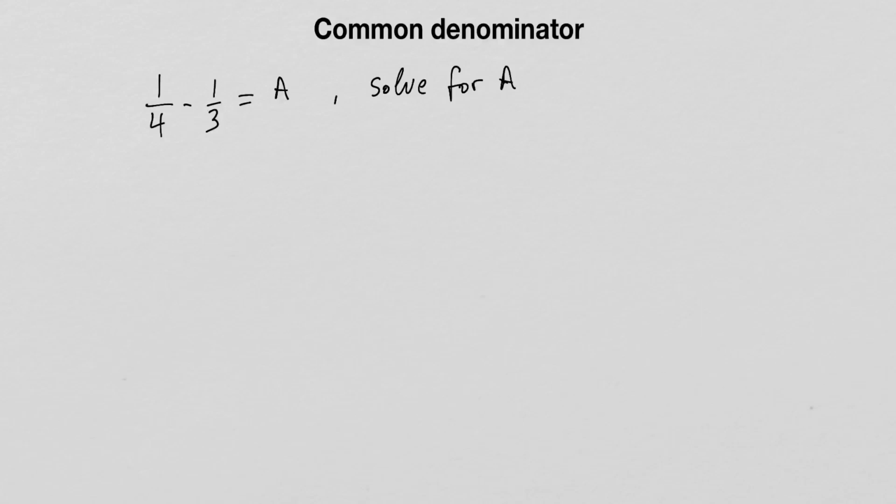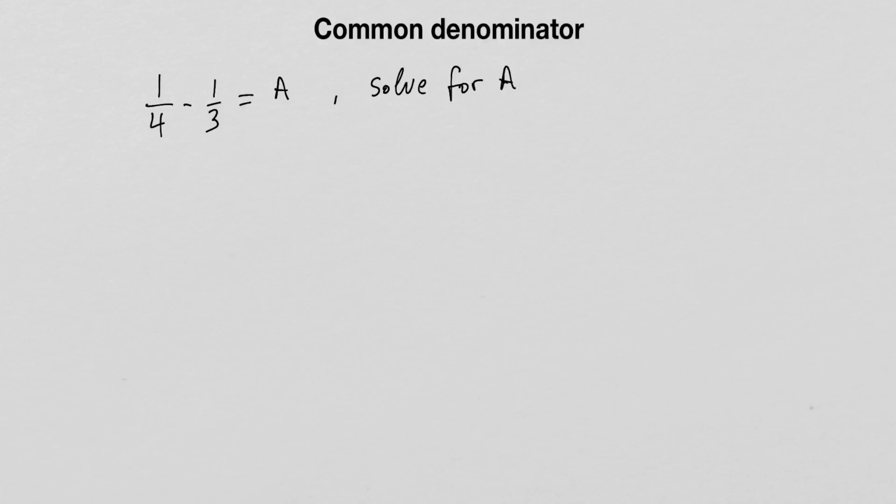So the first example reads that 1/4 minus 1/3 is equal to A. And the question is, what is A equal to? Here we have two fractions, simple fractions. And in order to solve for A, we must add those two fractions. So when we are dealing with fractions, the way to add them or subtract them is to find the common denominator for those two fractions. So the common denominator is simply found by multiplying the two denominators.